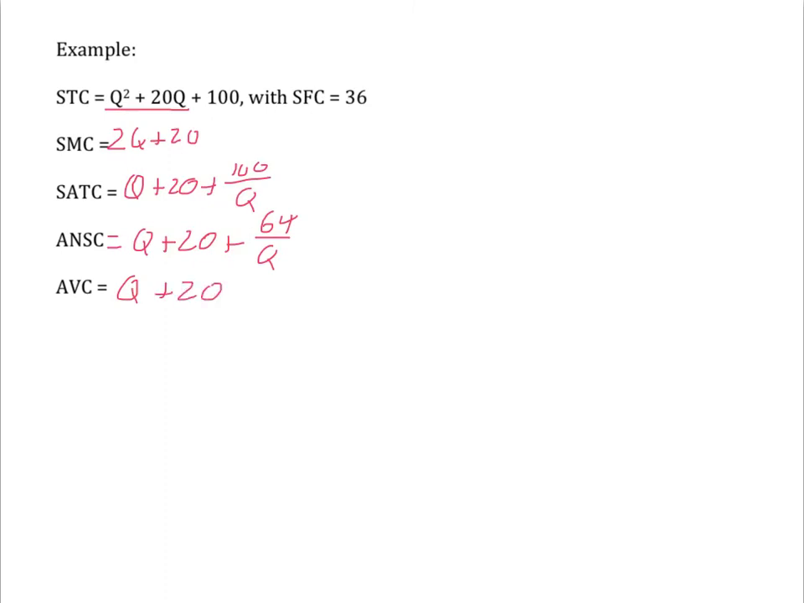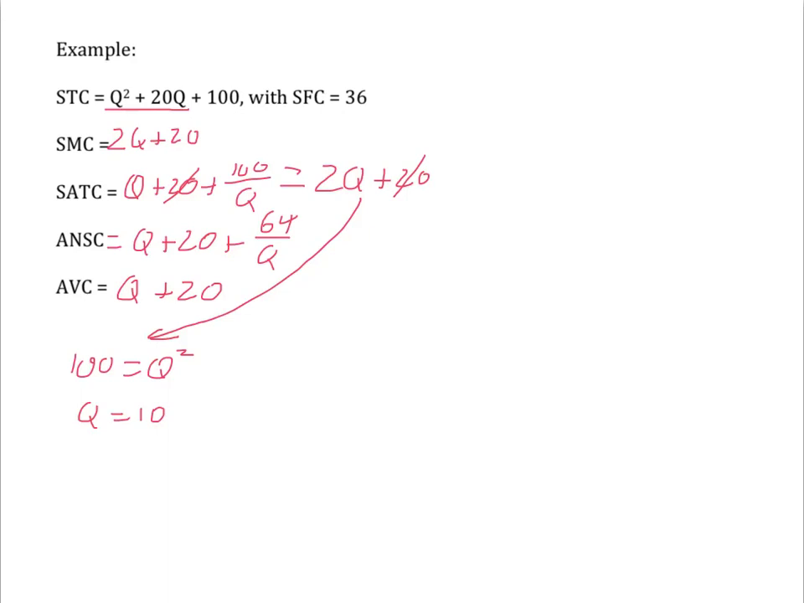The firm would just break even where short-run marginal cost is equal to short-run average cost. So I'll set this equal to 2Q plus 20. And if we do the work here, the 20s cancel. I can subtract Q from both sides and multiply through by Q, and I get 100 is equal to Q squared, or Q is equal to 10.